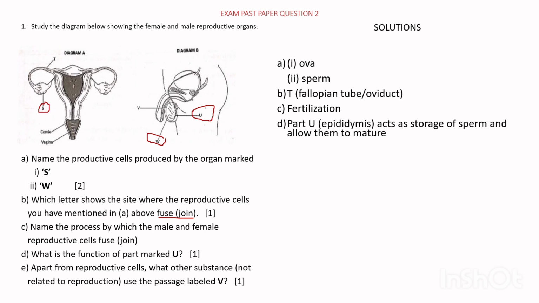Question E. Apart from reproductive cells, what other substance not related to reproduction uses the passage labeled V? Very simple. The answer is urine.